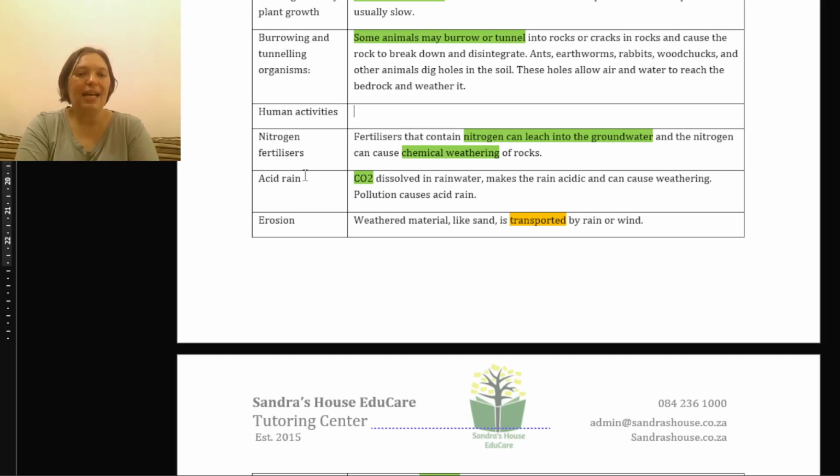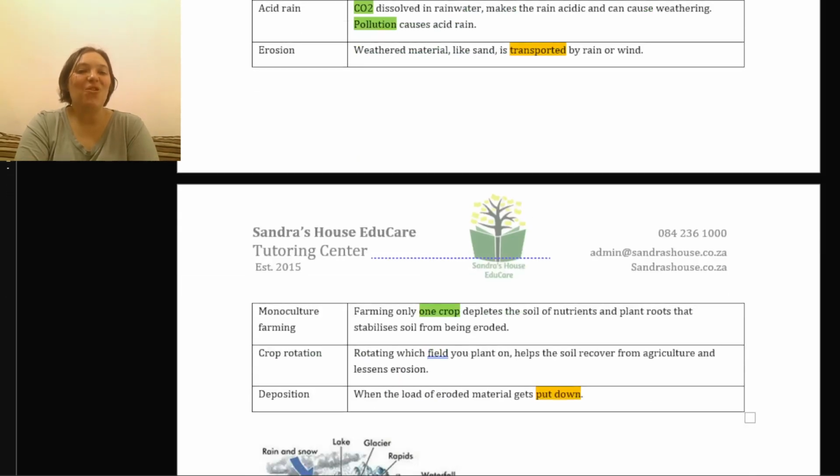Okay, and then acid rain. So acid rain is basically carbonation. We've got CO2, carbon dioxide, that makes the rainwater acidic and causes weathering. We said that with chemical weathering. But humans make that worse with pollution, because pollution increases acid rain. So acid rain increases weathering.